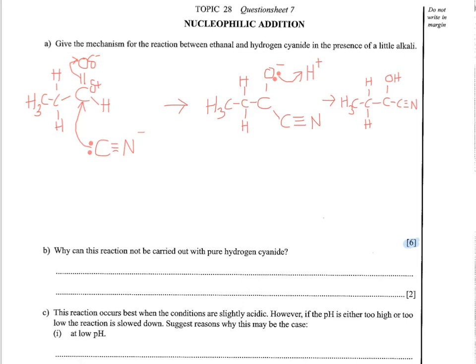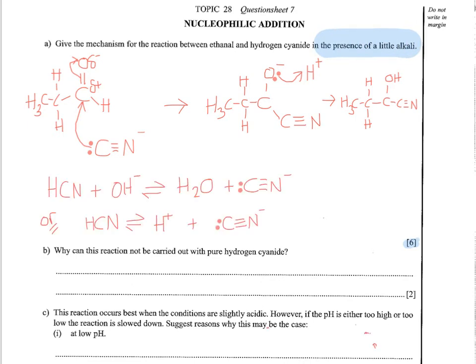The 6th mark is for saying how the C triple bond N is generated. Because remember, at the beginning of the question, we highlighted, didn't we, that it was in the presence of a little alkali. So that has to be paid respect to in the question's answer somehow. So either of those two examples would do.